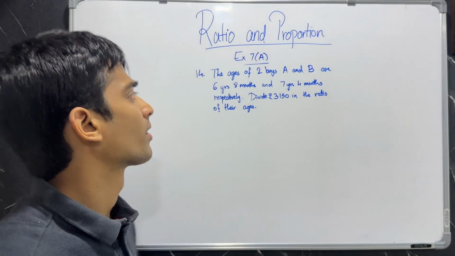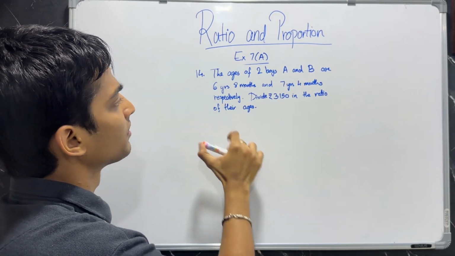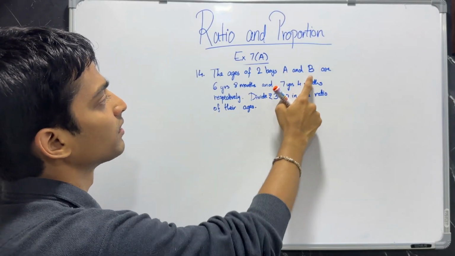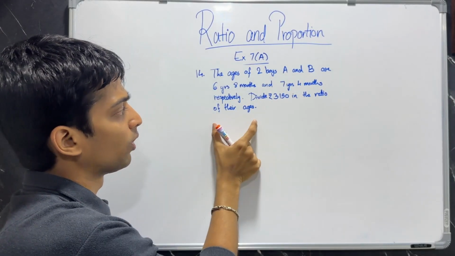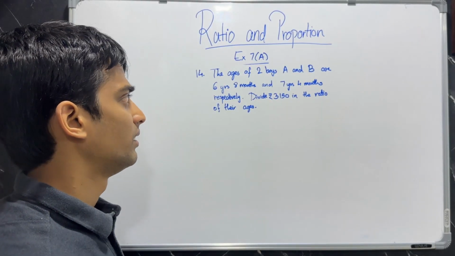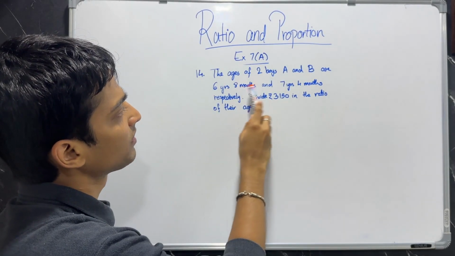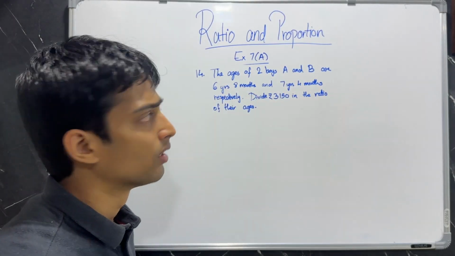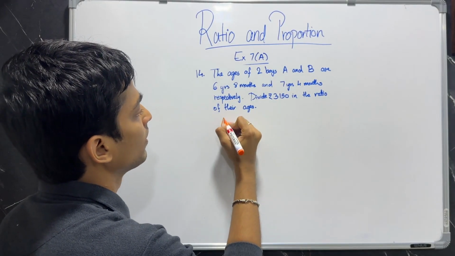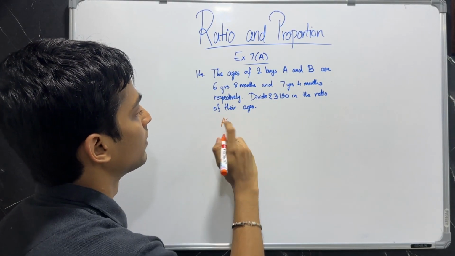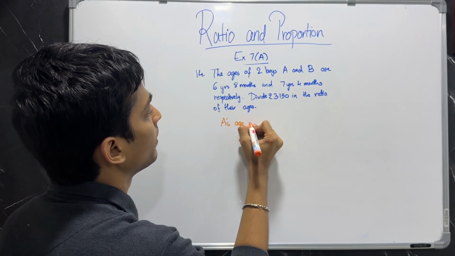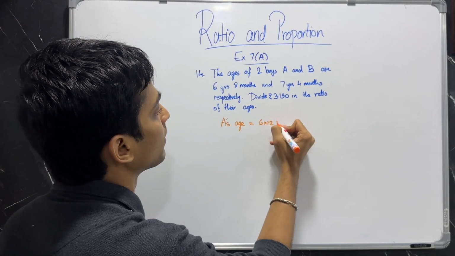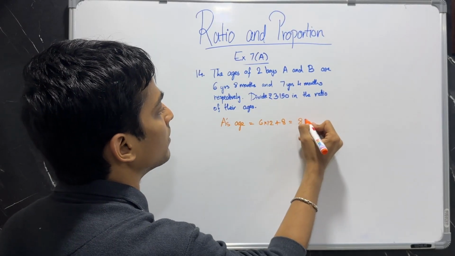Let's look at the 14th sum. The ages of two boys A and B are 6 years 8 months and 7 years 4 months respectively. Respectively means first one is A, second one is B. Divide 3150 in the ratio of their ages. So let's see. Finding the ratio of these two would be difficult. What if we just convert them into purely months? Let's do that first. So A's age would be in months 6 into 12 plus 8, which is 80 months.